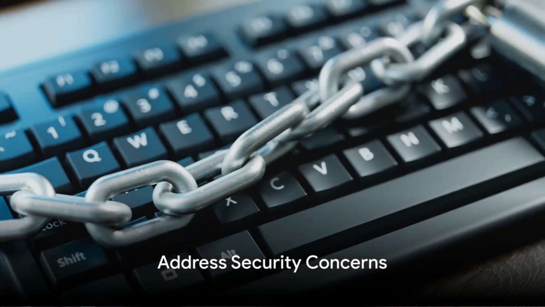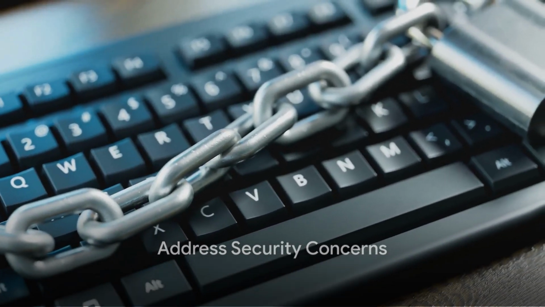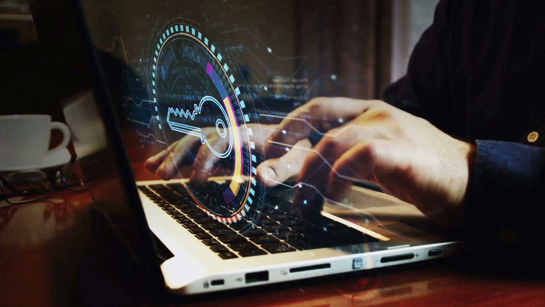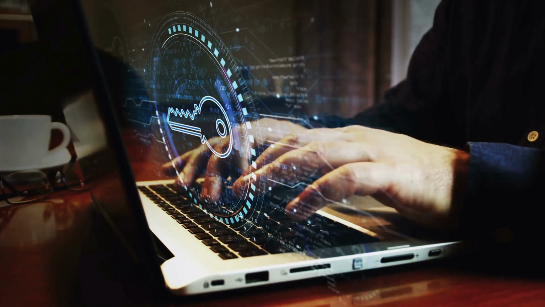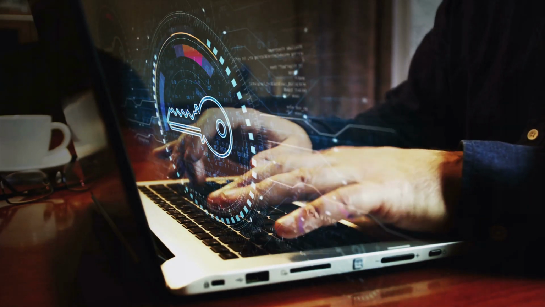Don't forget to address security. It's a paramount concern in any system. Clearly outline how you'll handle authentication and authorization, key management and security monitoring in your architecture.